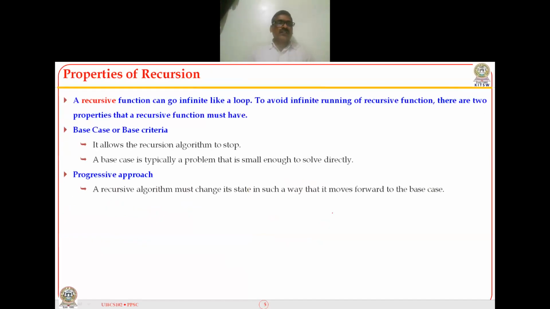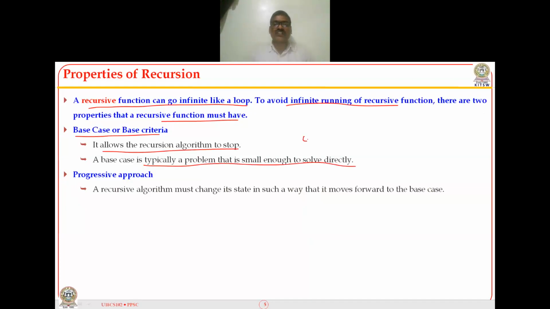Fine. So the properties of recursion: a recursive function can go infinite, like an infinite loop. To avoid infinite running of a recursive function, there are two properties that it must satisfy. One is the base case, or base condition, or base criteria. It allows the recursion algorithm to stop. A base case is typically a problem small enough to solve directly.